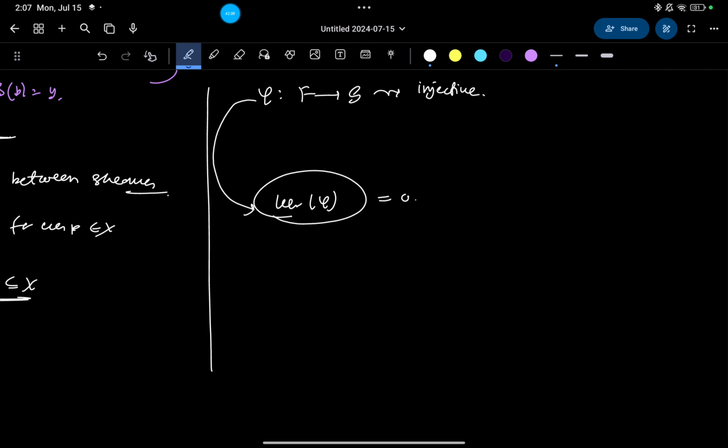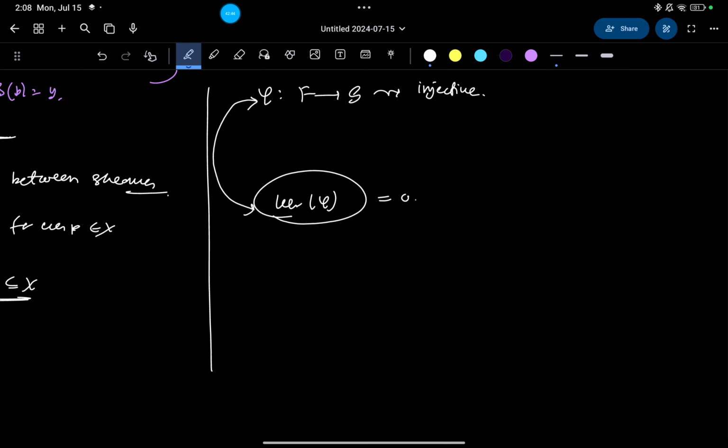Kernel of phi is 0 means it is basically a zero sheaf. In fact, it's a standard condition: if you have phi from A to B a ring morphism, then phi is injective if and only if the kernel is 0, or trivial. So here also it is the same thing. It's a constant zero sheaf.